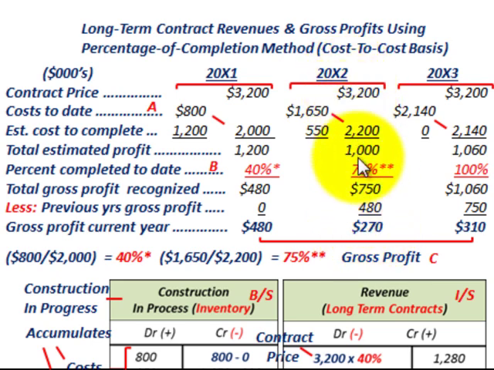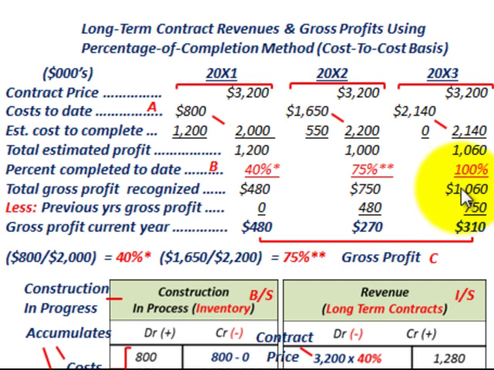So that's for 20x2. Same thing for 20x3. We could go through that here. In this case, the cost to date was $2,140. Estimated cost to complete is 0, since we're in the last year. So total cost is $2,140. Compare that to the contract price of $3,200, and you come up with a total estimated profit of $1,060. In this case, it's 100%: $2,140 divided by the total cost of $2,140 is 100%. So last year it would be 100%.